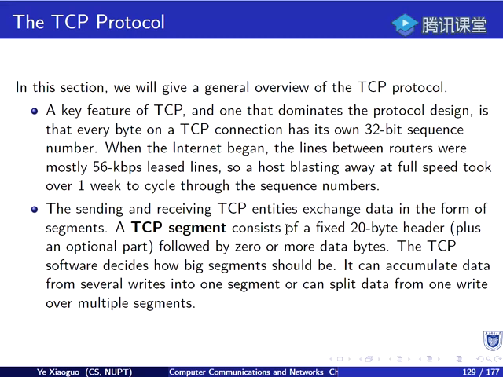Okay, in this section we will give a general overview of the TCP protocol. A key feature of TCP, and one that dominates the protocol design, is that every byte on a TCP connection has its own 32-bit sequence number. When the internet began, the data rate was very low, with mostly 56 kilobit per second leased lines. So a host bursting away at full speed took over 1 week to cycle through the sequence number space.